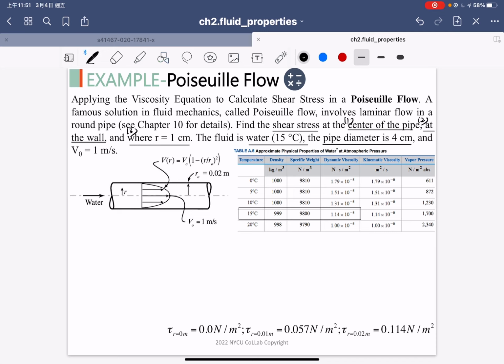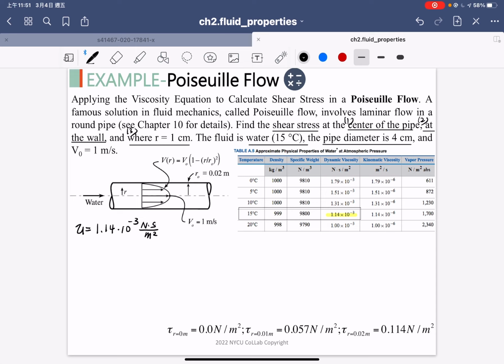Okay, so first the condition is 15 degrees. Based on the table showing here, we actually know the mu value for our problem. So we can check from the table, the mu showing here, right? Dynamic viscosity is equal to 1.14 multiplied by 10 to the minus 3 power, and the unit is Newton seconds per meter square.